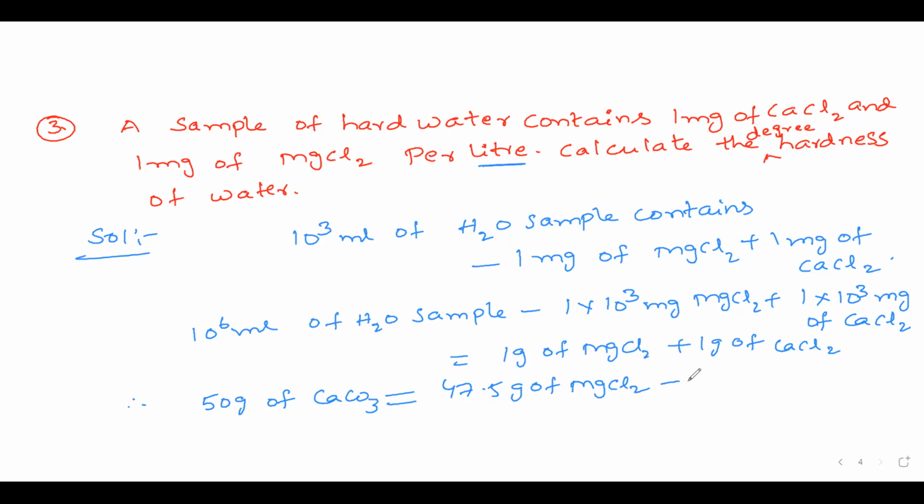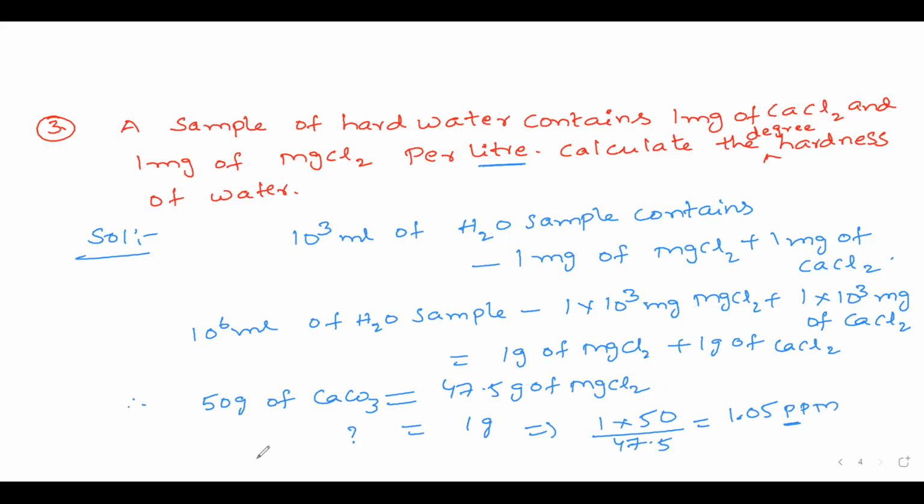So first we'll find separately, then we'll add these two. So 1 gram given is how much? It implies 1 into 50 divided by 47.5, which is equal to 1.05 ppm.